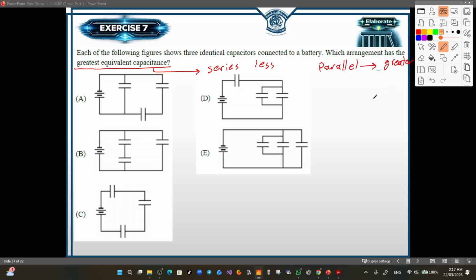So I will look for a circuit such that it contains the maximum number of capacitors in parallel, and actually it's found to be in E because all the capacitors are connected in parallel and there is no series combination, which makes E the correct answer.